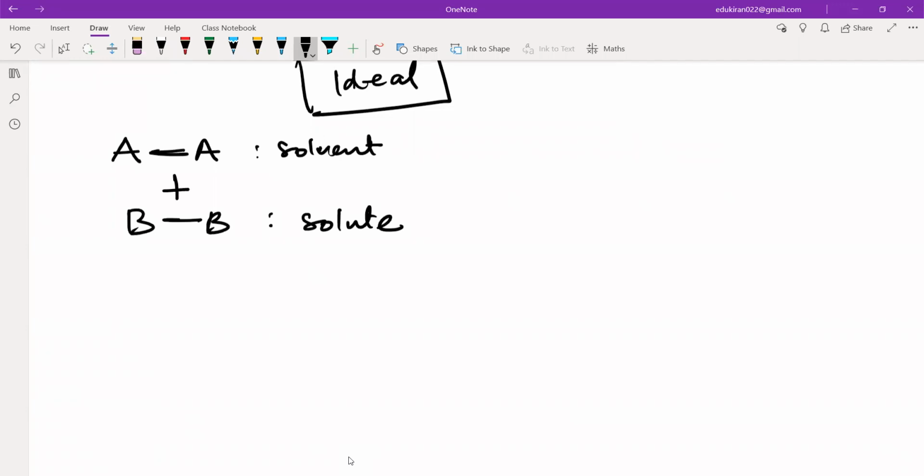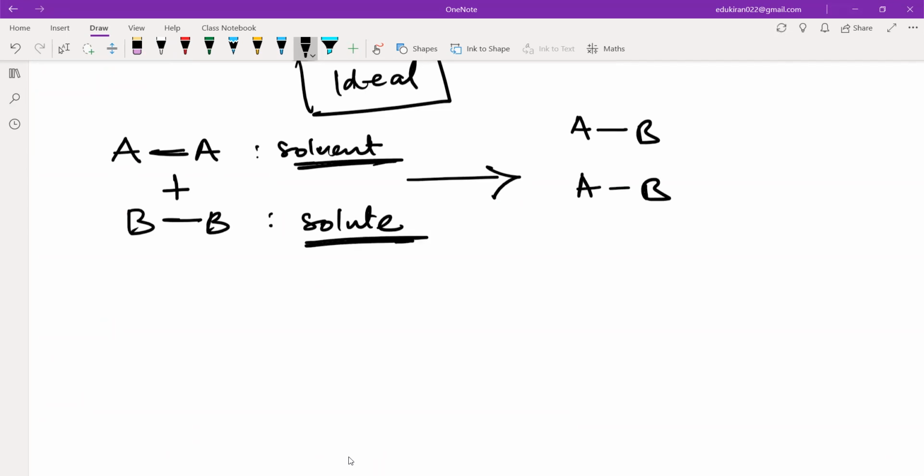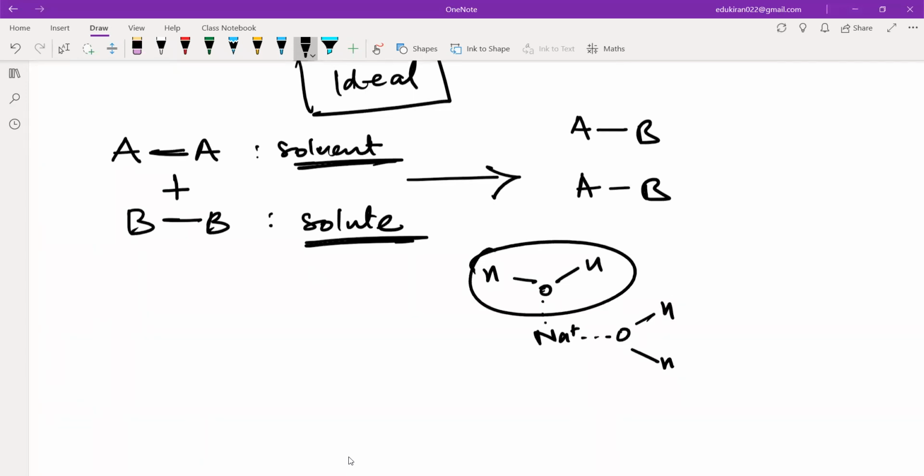Now, when we mix this, what will happen? Then you will have AB type of intermolecular attraction between the solvent particles and the solute particles. Yes or no? Please tell me. This is what happens. If you have Na plus, then oxygen surrounds the Na plus, and you have the interaction between solvent and solute. Is it clear? Yes, sir. Is that clear, guys? Okay.